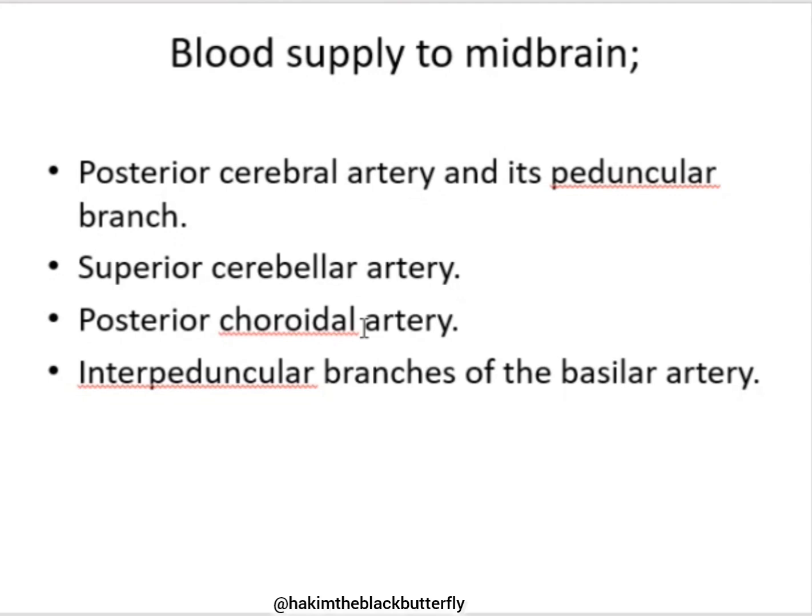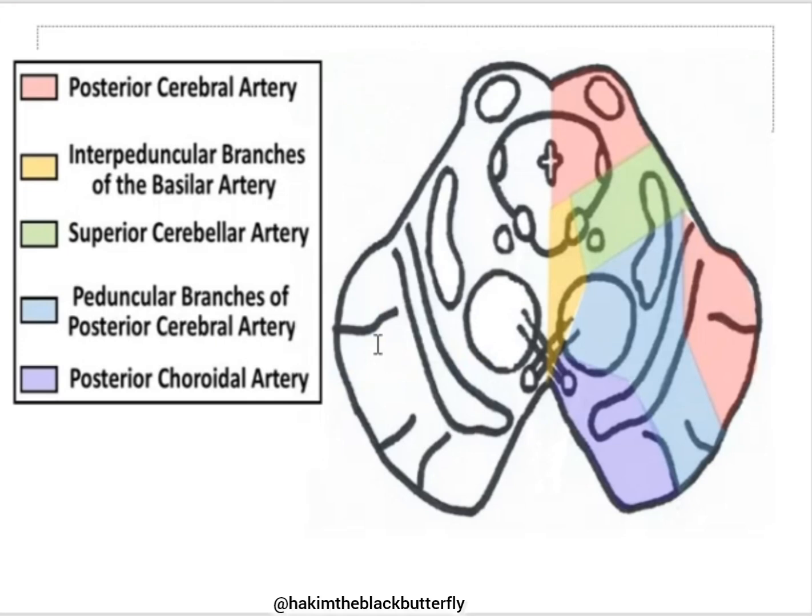Posterior choroidal artery, branch of the internal carotid. Interpeduncular branch of the basilar artery. This basilar artery gives off what we call the interpeduncular branch. All these blood vessels contribute to the supply of the midbrain. However, they have other parts that they supply, but they contribute branches to the midbrain. And these are the branches supplying the midbrain, and these are the regions on the inside of the midbrain that they supply. This is at the level of the superior colliculus because you can see the two red nuclei.